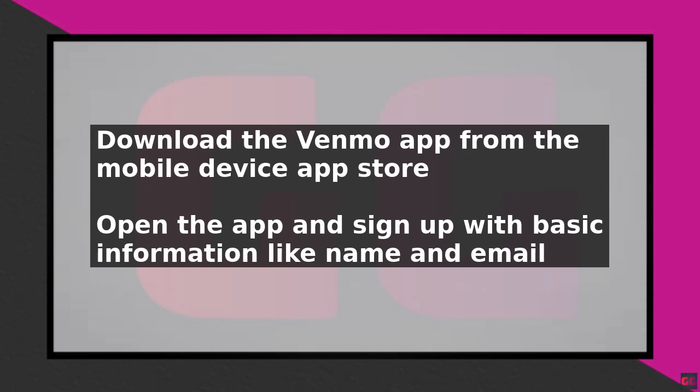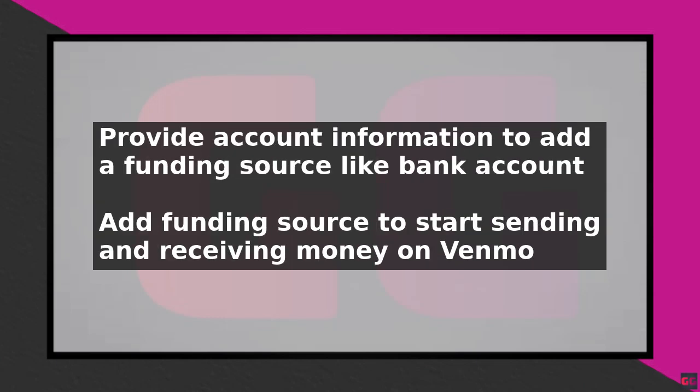device. Once the app is downloaded, tap on the app icon to open it and click on Sign Up. You will be asked to provide some basic information such as your name, email address, and phone number. You will also be asked to create a password and add a funding source such as a bank account, credit card, or debit card. After you have provided the required information, tap on Sign Up to create your Venmo account.